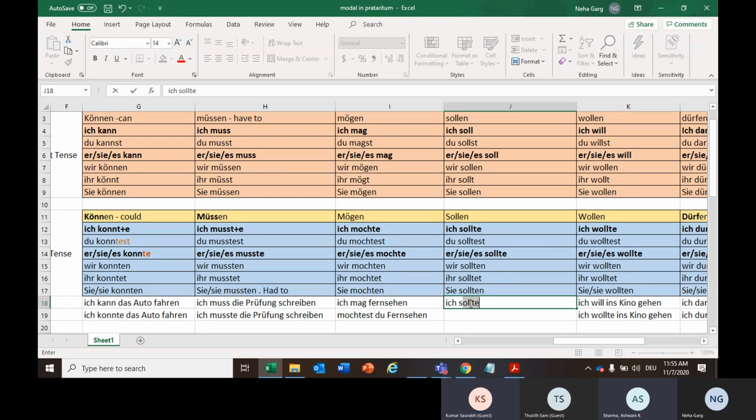Ich soll. Any sentence which you guys can suggest, maybe with should? Play. Spielen. Ich soll was? Computer spielen. Ich soll am Computer spielen. I should play on the computer. But talking about it in past, that will be like ich sollte.